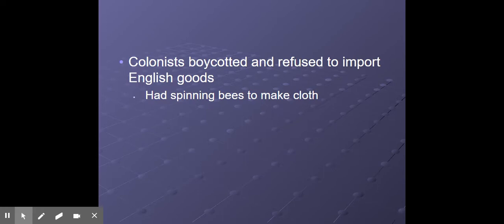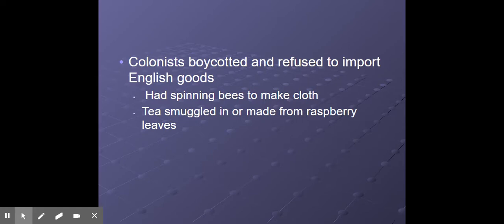We also begin to do things with tea. Tea is a popular drink. We don't want to pay the tea tax, so we have it smuggled in, or we make our own from raspberry leaves or other types of leaves that we find here. There are various reports about how good that tea is. It definitely doesn't taste as good as British tea, but it makes us feel good because we are doing our own thing so we can avoid buying the British tea. Now, once again, you would think, okay, Britain, maybe you ought to take a step back.